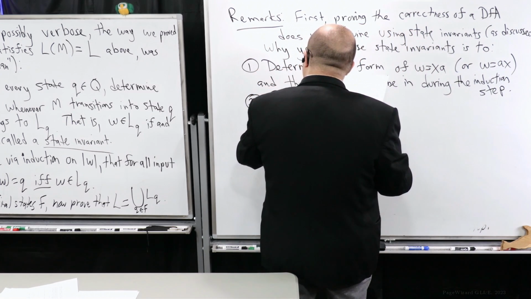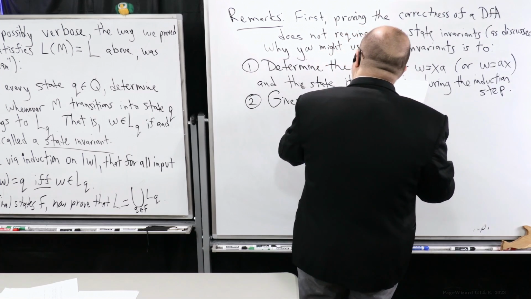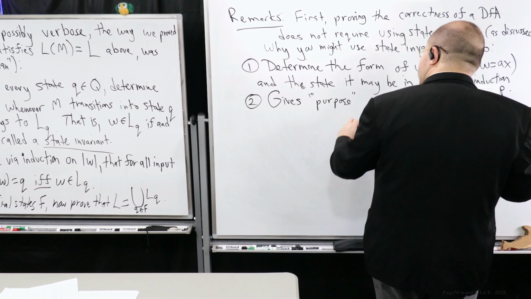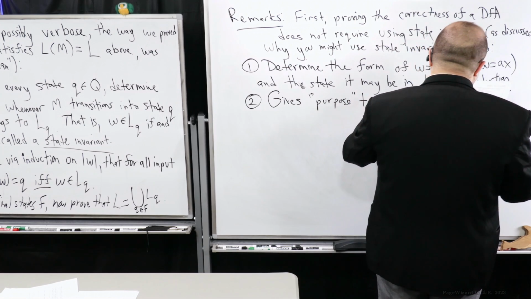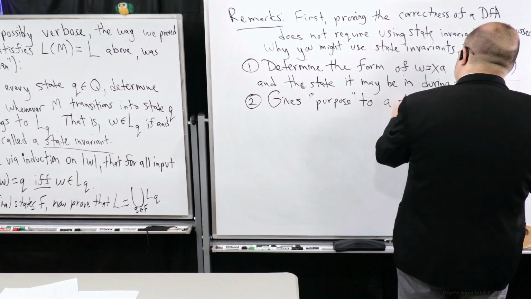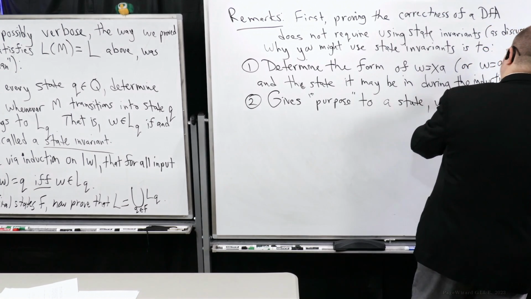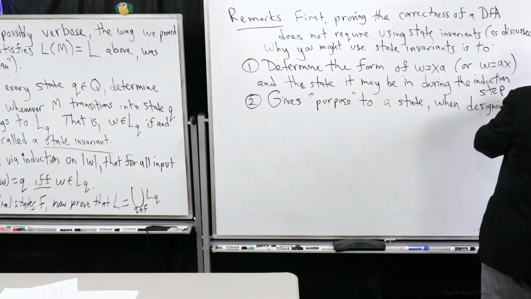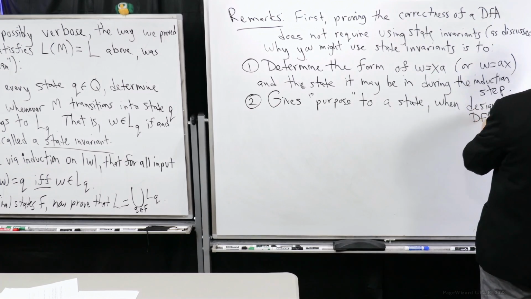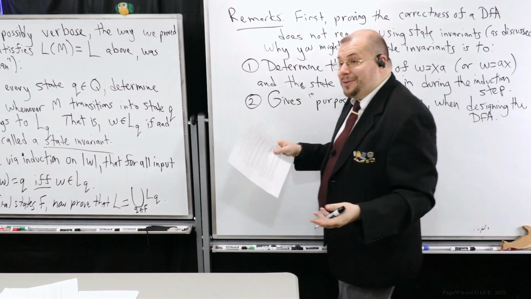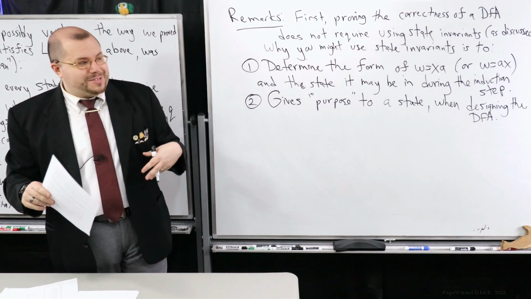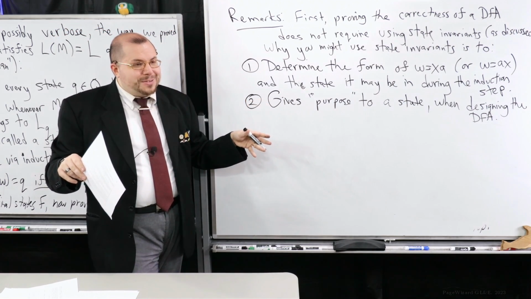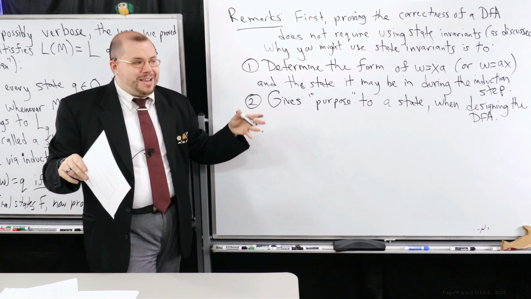So it gives "purpose", I'll use quotation marks because it's more of an abstract concept, to a state when designing the DFA. Because usually it's not a wise idea, just like when you write up an algorithm, to have it so that the algorithm can potentially be doing different things at the same time. Not literally at the same time, but as in I give you two inputs.